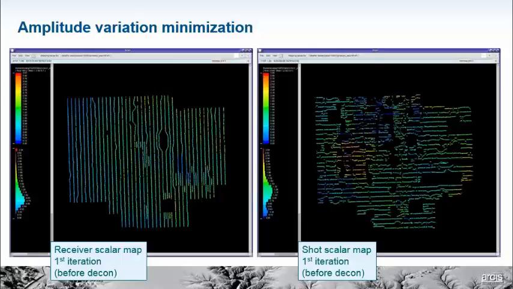And you can see this is done before decon. It's when we do our first pass of surface consistent scaling. And there's quite a lot of variation across the survey. Ditto for the shot scalars. Same thing, a lot of variation.